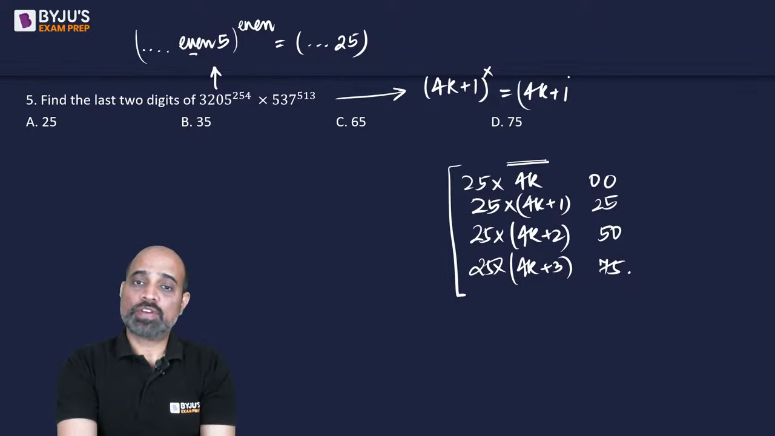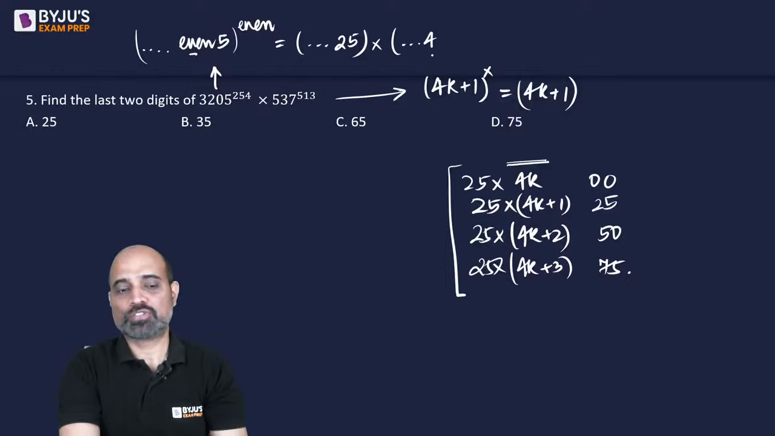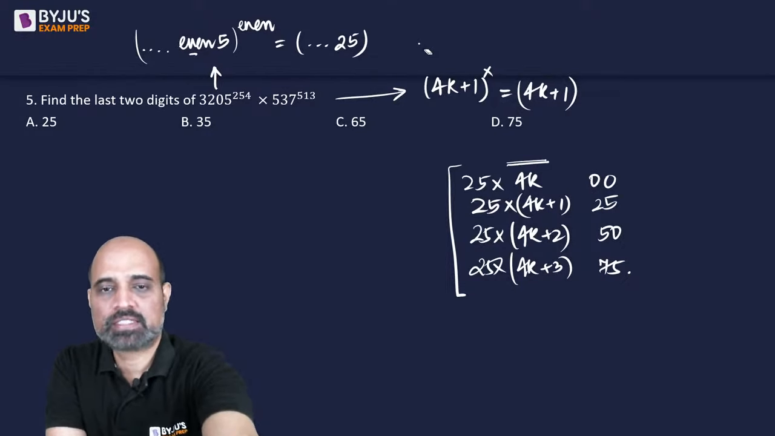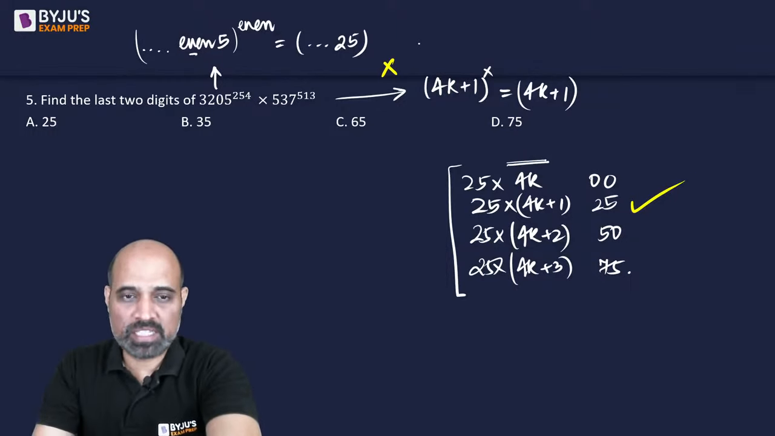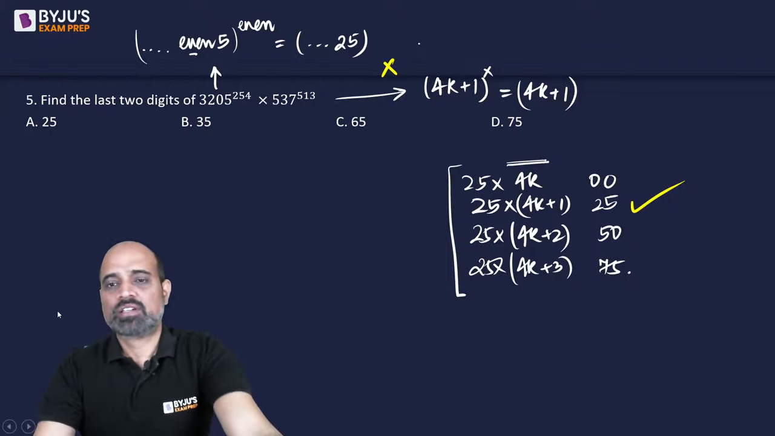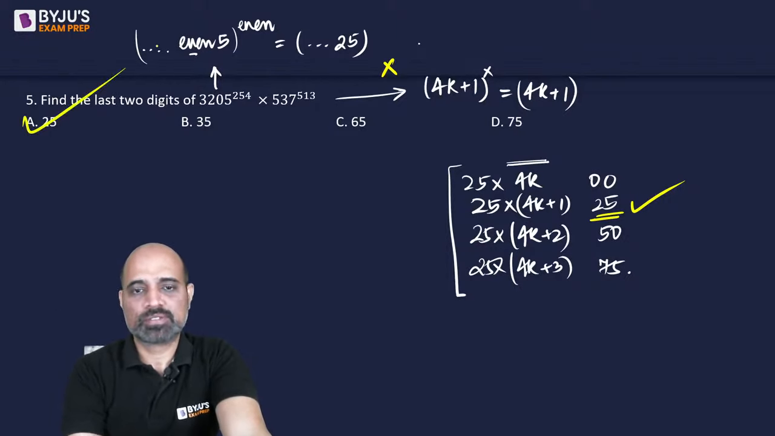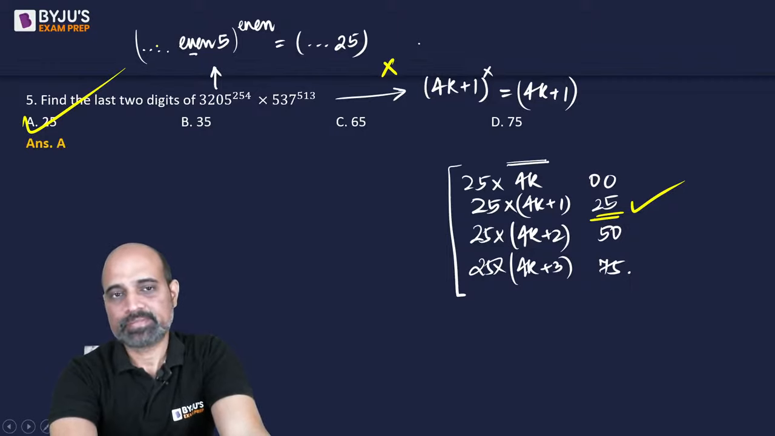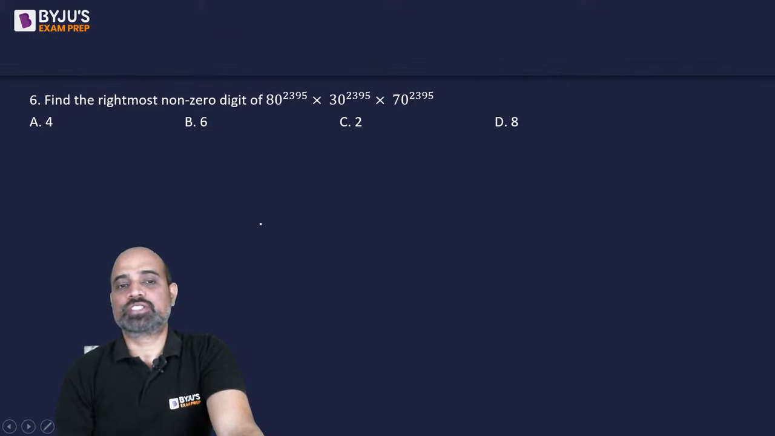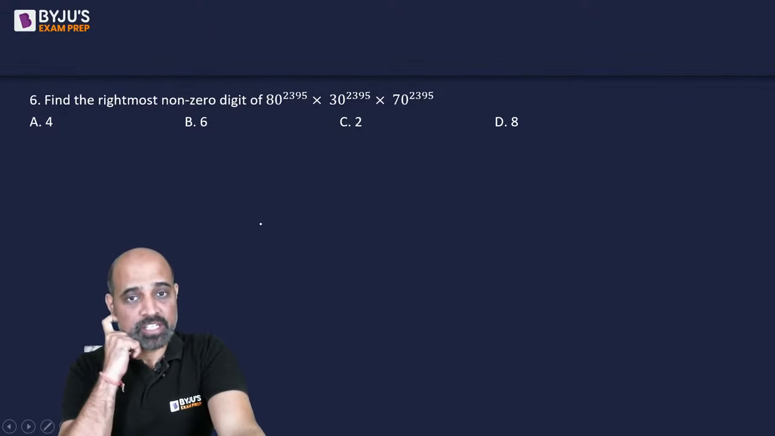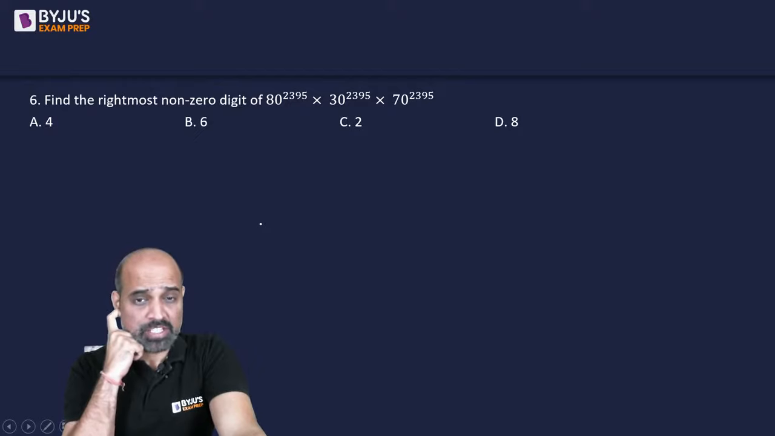So we can say that the first number is going to end in 25, and when you multiply it with a number which is of the form 4k plus 1, तो इसको ऐसे लिख लेता हूँ. इन दोनों को multiply करेंगे, so we will end up with the second scenario, when a number that ends in 25 is multiplied by a number of the form 4k plus 1. So 25 हो जाएगा last two digits, 25. Option A.